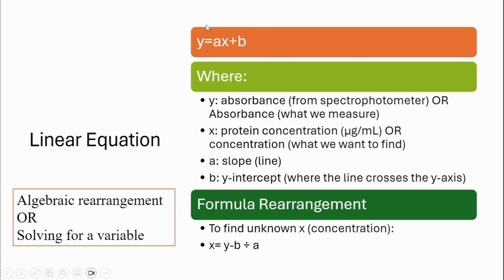So we already know the absorbance, the y value. We already know the absorbance, or the reading, from the spectrophotometer. But we don't know the protein concentration, so we want to find it. Therefore, we can rearrange this formula into this one. That's called algebraic rearrangement, which can be used for solving variables. Because we need to find the x value, we convert this formula into this one.